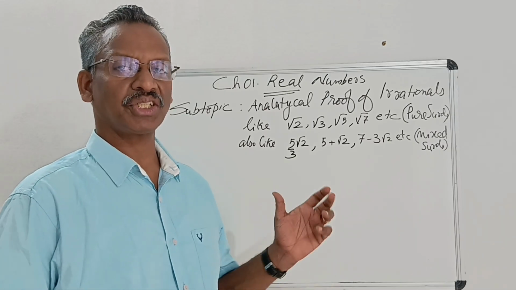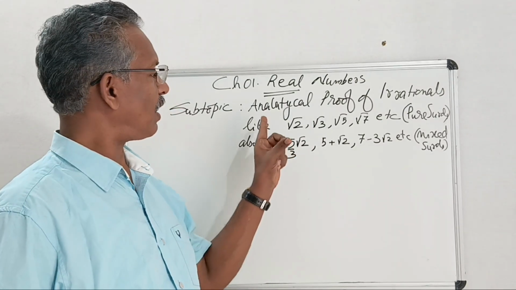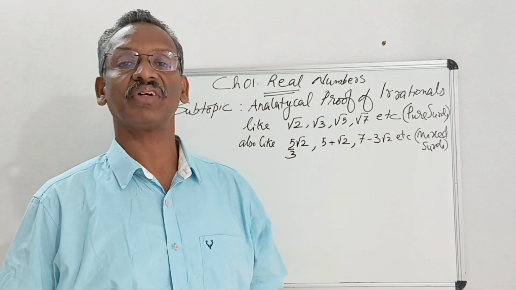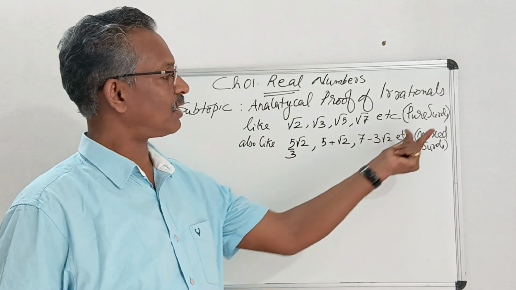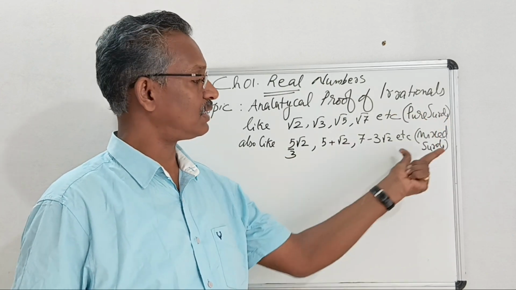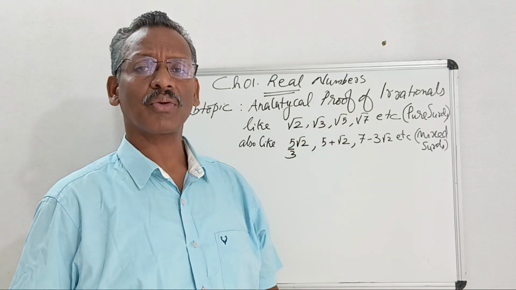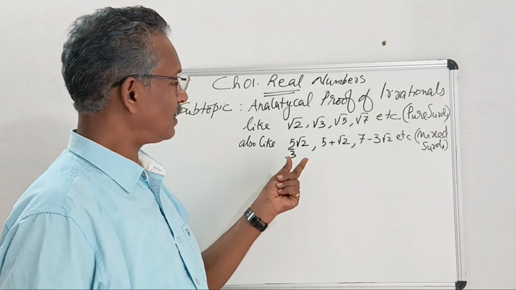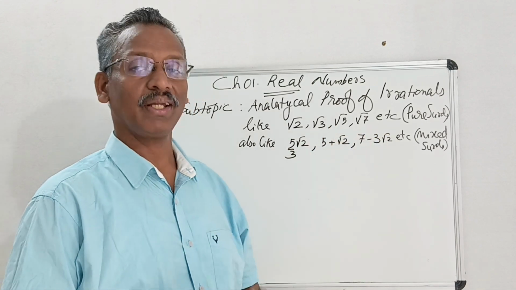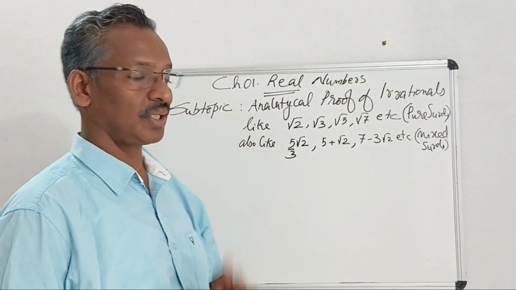Today we are continuing with Chapter 1, Real Numbers. Today's subtopic is Analytical Proof of Irrational Numbers. In that, there are two types of irrationals we are discussing. One is pure surd, the other is mixed surds. Pure means only root 2, root 3, root 5, root 7 like numbers. And the second is where a root will be there, along with that a whole number or fractions will be joined. Okay, let's discuss in detail about it.